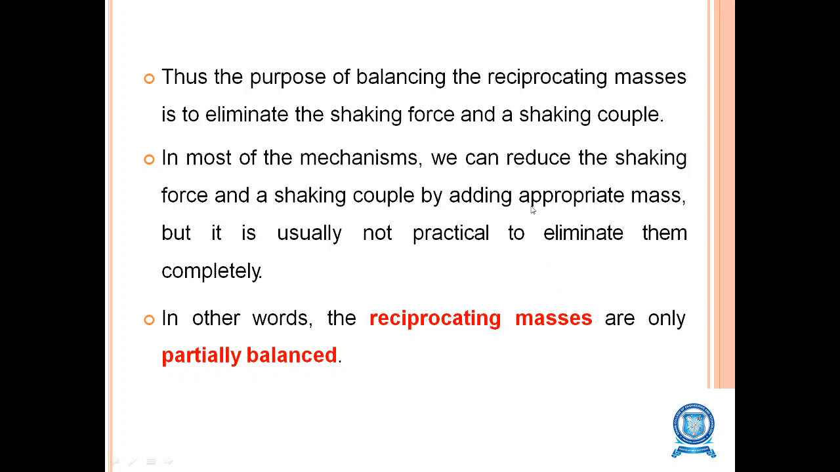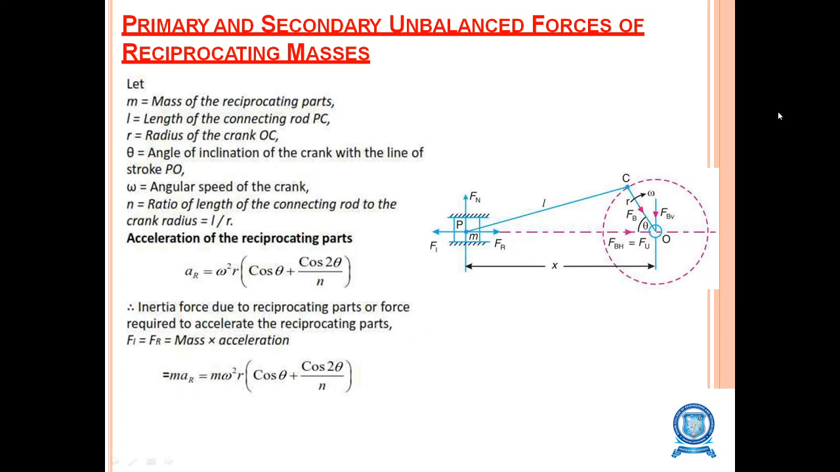Thus, the purpose of balancing of reciprocating masses is to eliminate the shaking force and the shaking couple. In most of the mechanisms, we can reduce the shaking force and shaking couple by adding appropriate mass, but it is usually not practical to eliminate them completely. In other words, the reciprocating masses are only partially balanced. Next, we are going to see about the primary and secondary unbalanced forces of reciprocating masses.